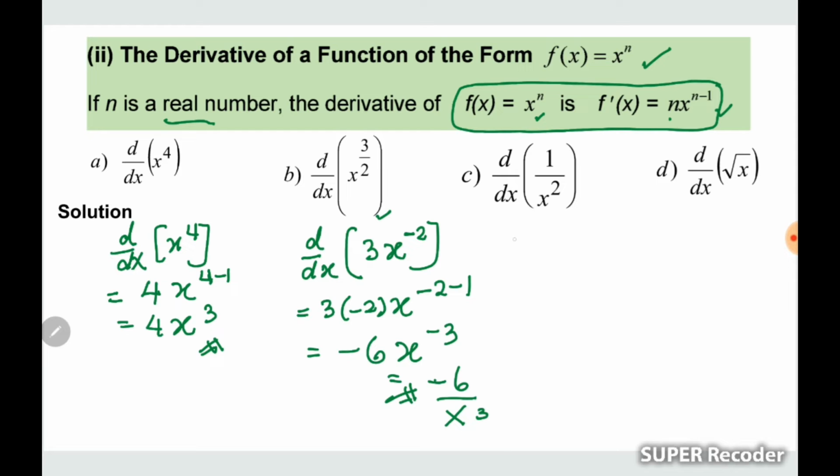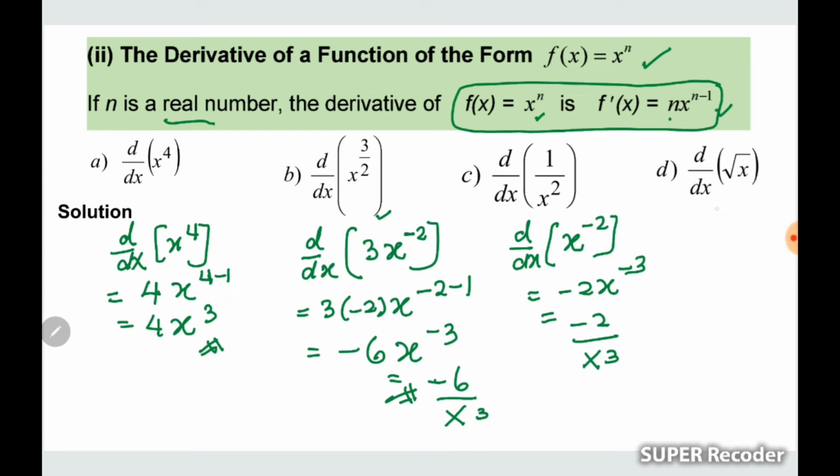Okay, what about C? D dx differentiate 1 over x, so change to x to the power of negative 1, and the answer is negative 1 x to the power of negative 1 minus 1, negative 2. Then you simplify to negative 1 over x squared.